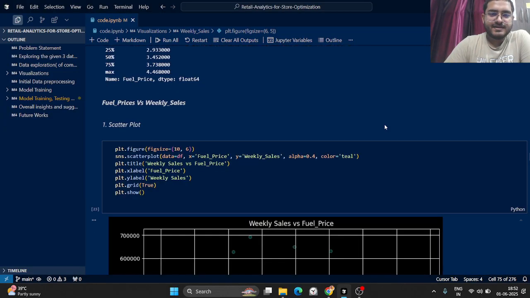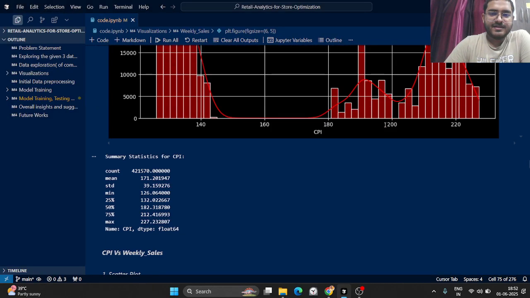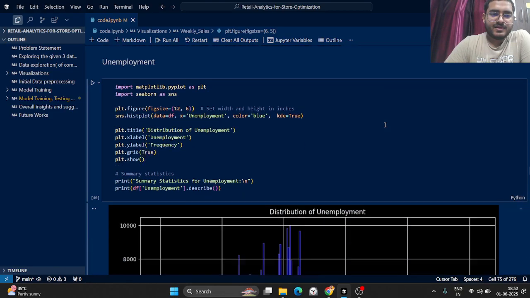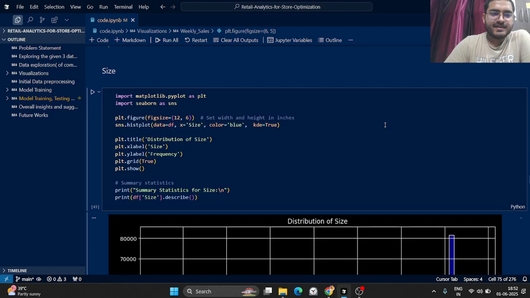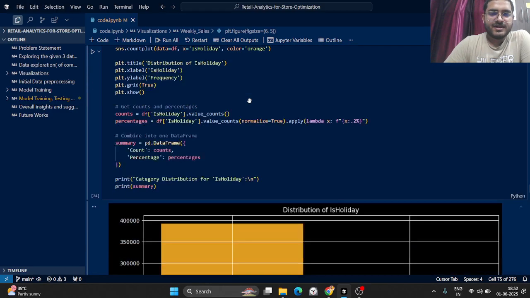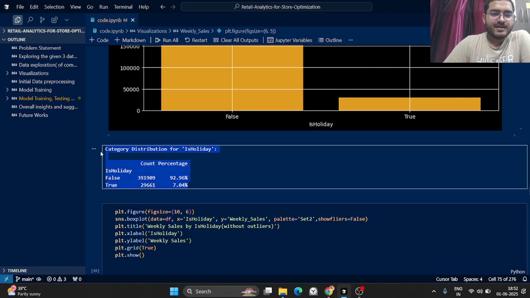We did it in a similar way for all the features we have, like department, temperature, fuel price, CPI, unemployment, and also the categorical feature is holiday. We made a count plot. We also printed the percentage and count for each of the two values, false and true.